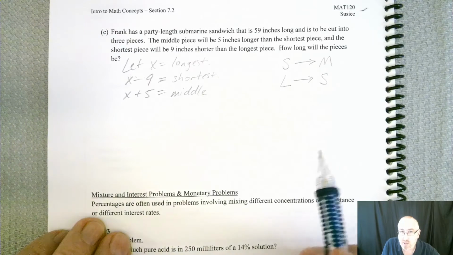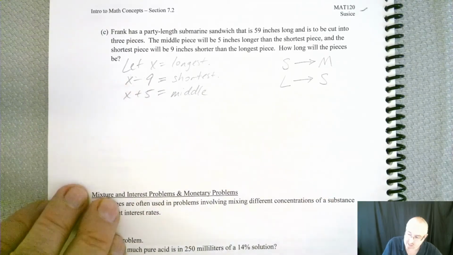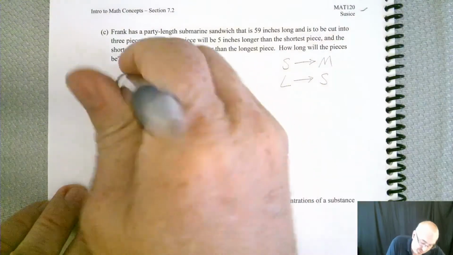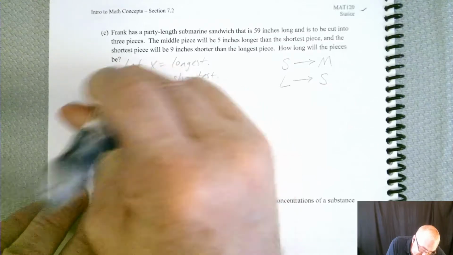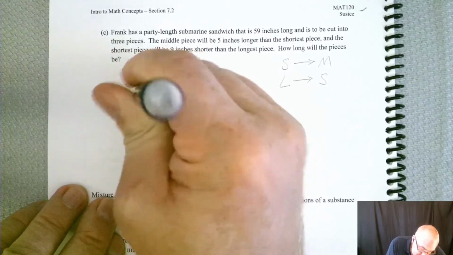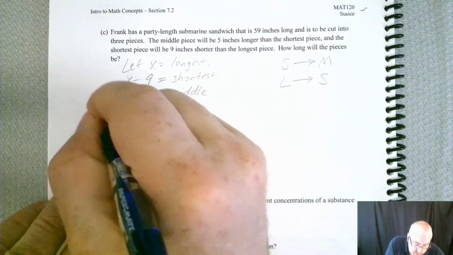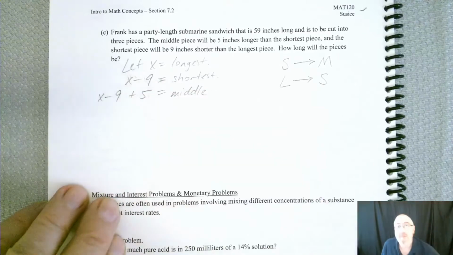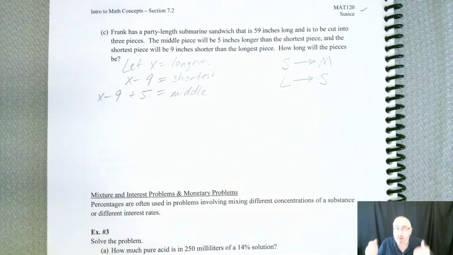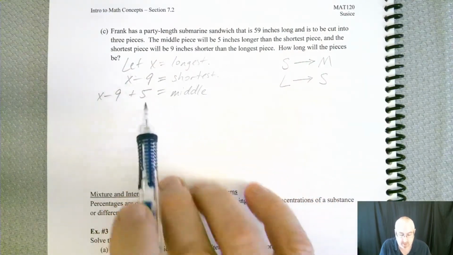Well, what's the shortest piece? The shortest piece is x minus 9. So we got that wrong. What should we write instead? It's got to be 5 inches longer than the shortest. So we got to start with the shortest, but then we have to add 5 to that. There we go. So now we got all three pieces correctly identified: our longest, our shortest, and then our middle.